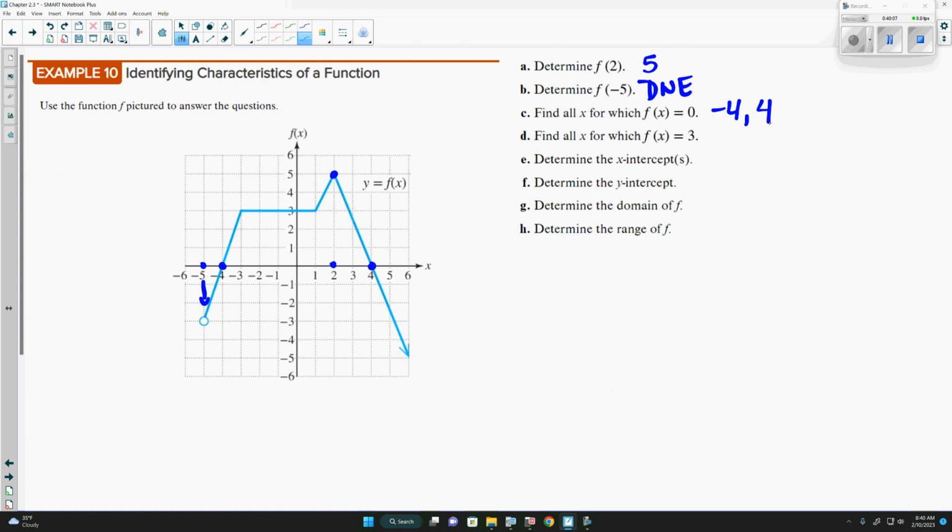Find all values of x where f is equal to 3. F of x equals 3. I really hope you're not going to try to list those out. Because the number of numbers that we have between those is infinite. So we're really talking about the interval from -3 to 1. All the numbers between -3 and 1 work for this here.